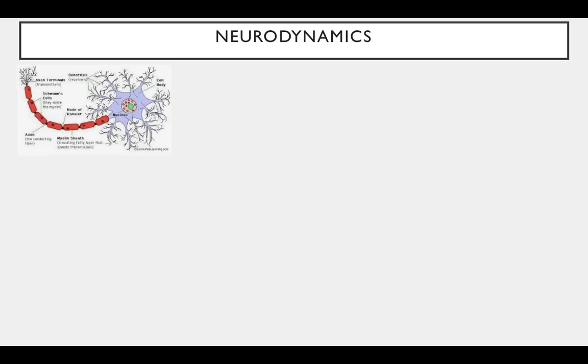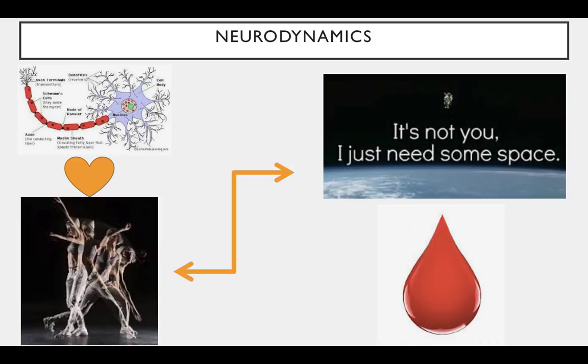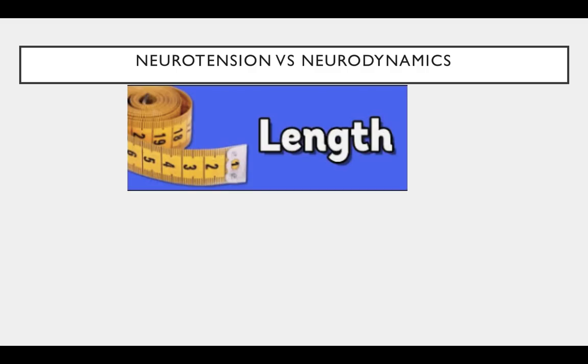Neurodynamics is based on the hypothesis that your nerves require full movement for pain-free function, and that movement both creates and requires space and blood. Movement, space, and blood maintains and helps restore homeostasis in and around the nervous system. This practice used to be termed neurotension, and you may hear some clinicians still use this phrase. However, the term has transitioned to neurodynamics.